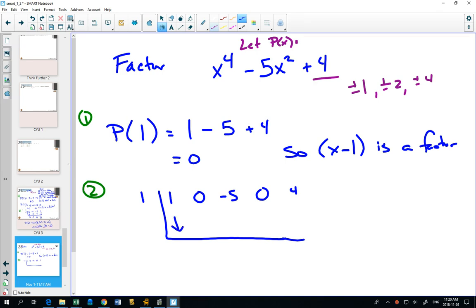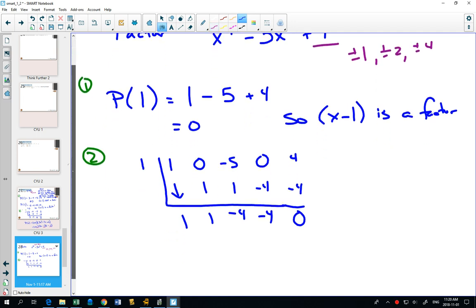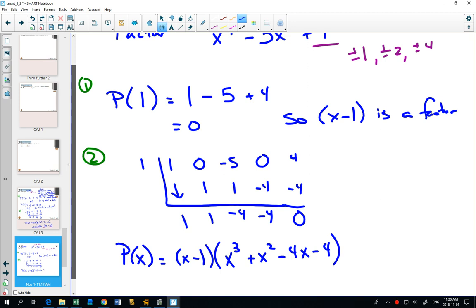Bring down the 1. 1 times 1 is 1, add. 1 times 1 is 1, add. Negative 4, add. Negative 4. Yes, we get a remainder of 0. Write your division statement. P of x equals x minus 1, and you're left with x cubed plus x squared minus 4x minus 4.